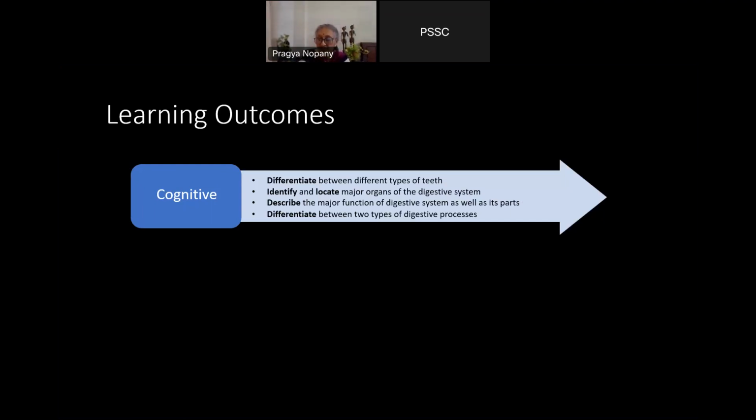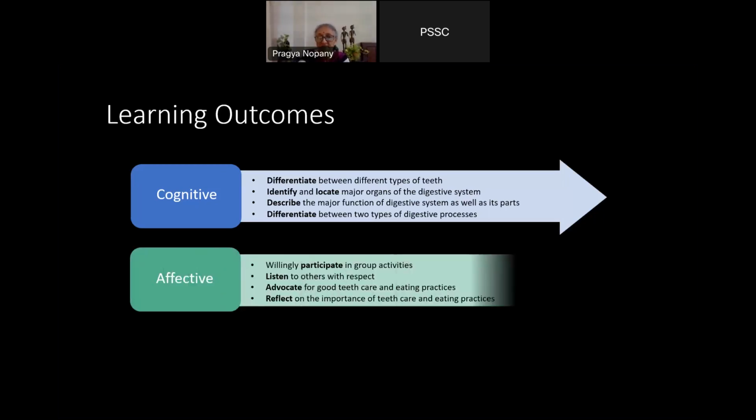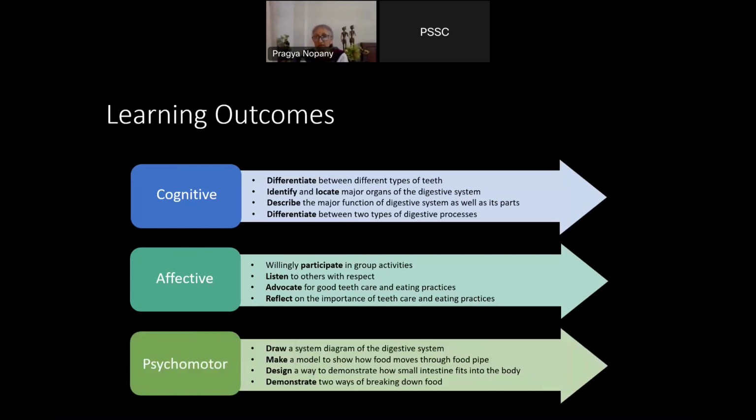But other than cognitive domain, we must also have learning outcomes in affective domain. Now in affective domain, what are our learning outcomes? We want the child to willingly participate in group activities, listen to others with respect, advocate for good teeth care and eating practices, and reflect on the importance of teeth care and eating practices. Okay. And then after cognitive and affective domains, we also have psychomotor domain. So what are our learning outcomes? What do we expect the children to be able to do in psychomotor domain after we have completed the lesson plan? We expect him to draw a system diagram of the digestive system.